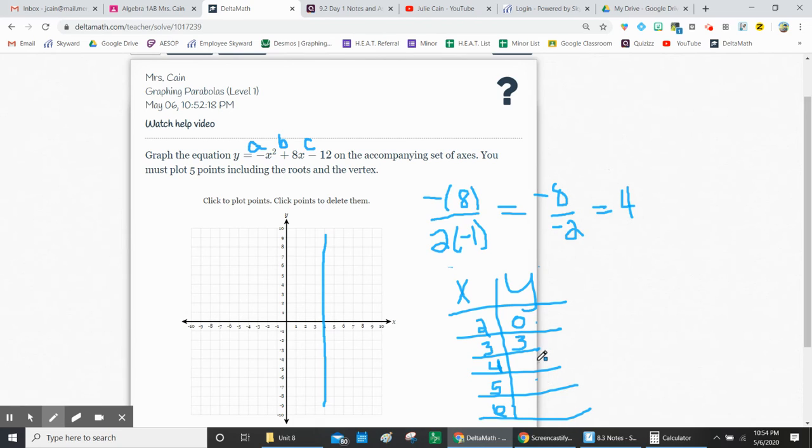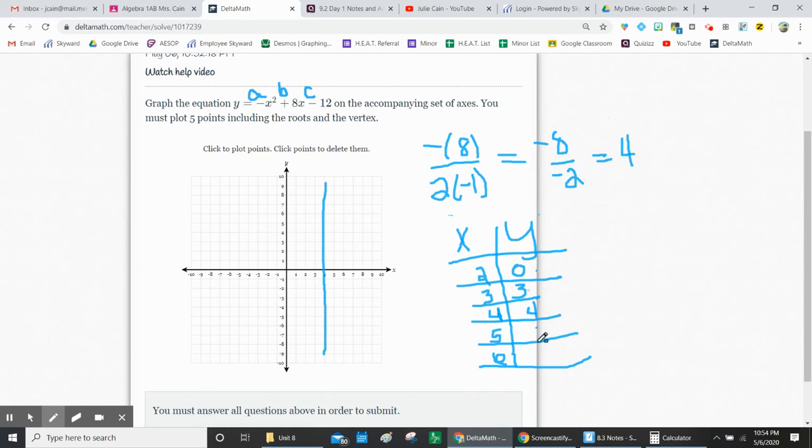I don't know if you can hear me typing this all into my calculator. There's my 4. And then we should see this reflection around the vertex. So when I plug in 5, I should see that I get 3. Negative and then 5 squared would be 25, but it'd be negative. So negative 25 plus 8 times 5 is 40, minus 12, and I should get 3. And I sure enough do.